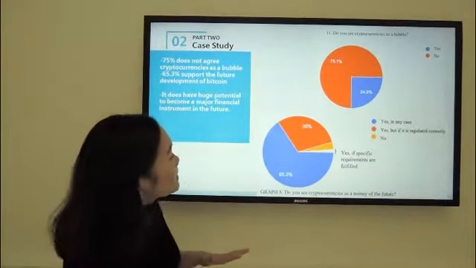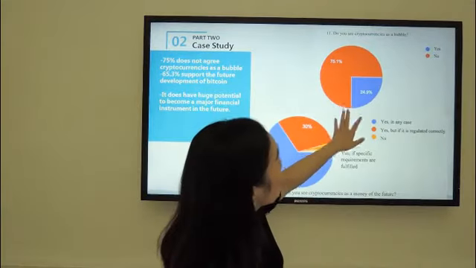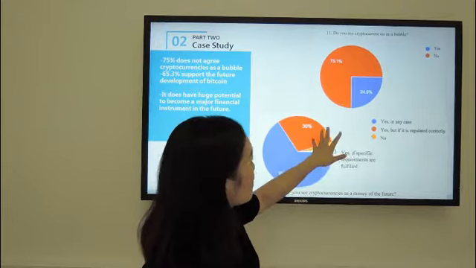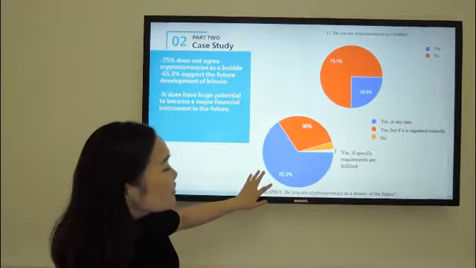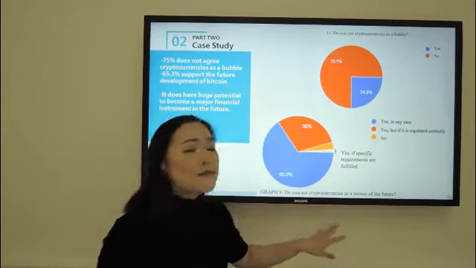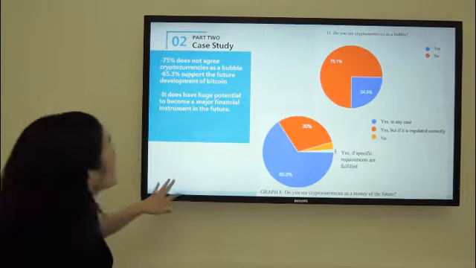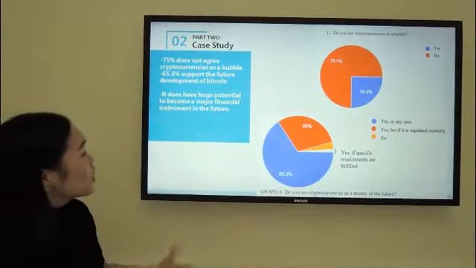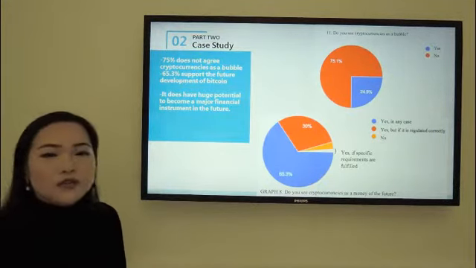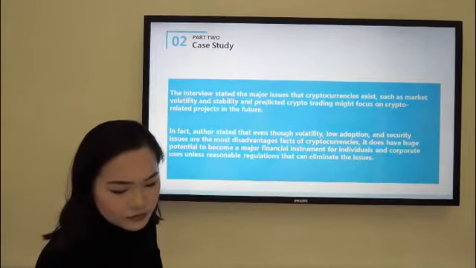And moving to the next stat, 75.1% of people think cryptocurrency is not a bubble, and 65% of people highly support that cryptocurrency can be the money of the future. So in this case, it has huge potential to become a major financial instrument in the future from this case study.